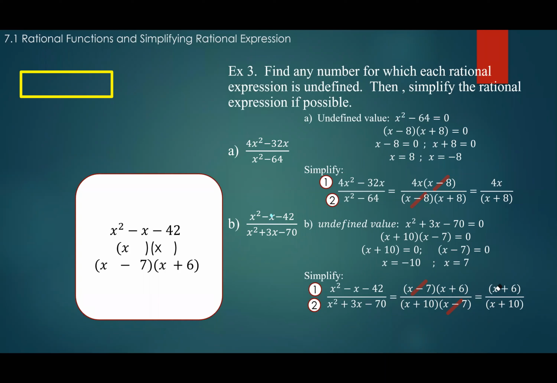Once again, this x and this x, you cannot cancel them. You cannot cancel this by 2 because there is a binomial. In order for you to cancel, you have to cancel the whole thing, like this one here and this one here. They have to look exactly the same. If they're not exactly the same, that will be my answer. That is how you simplify your rational expression.